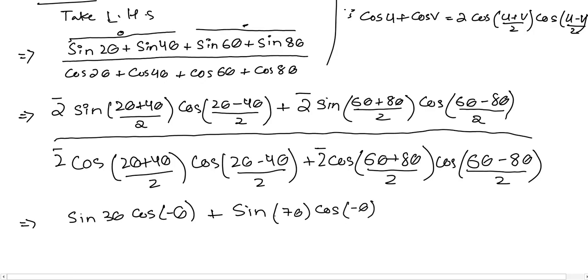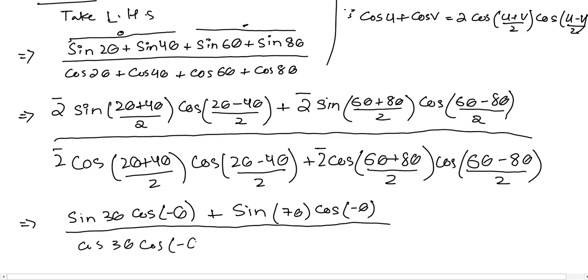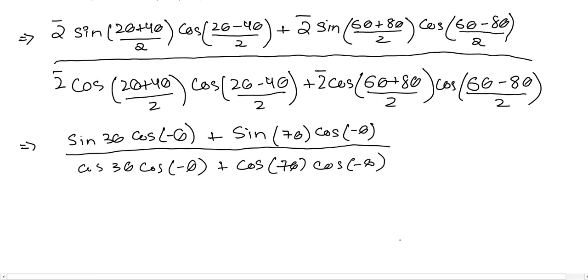Negative theta, divided by cosine 3 theta and cosine negative theta plus cosine 7 theta and cosine negative theta. Let me just make some space.